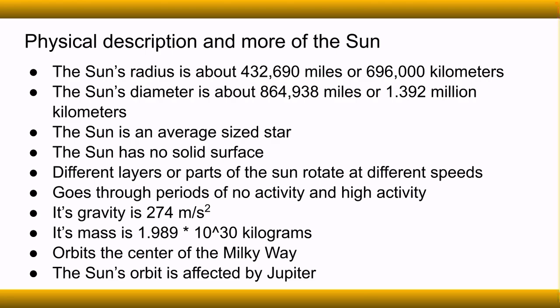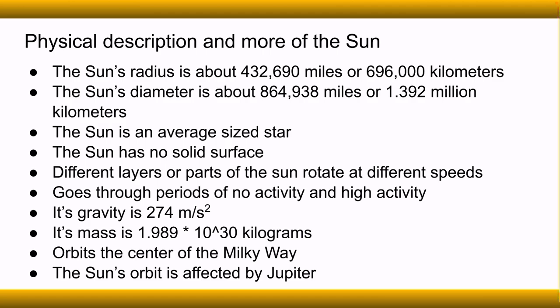Physical description of the sun. The sun's radius is about 432,609 miles, or 696,000 kilometers. The sun's diameter is about 864,938 miles, or 1.392 million kilometers. The sun is an average-sized star. The sun has no solid surface. Different layers or parts of the sun rotate at different speeds. The sun goes through periods of no activity and high activity.